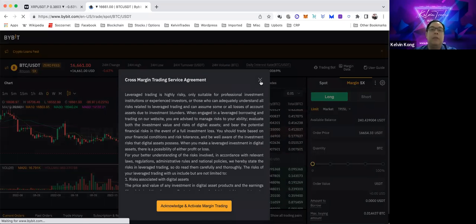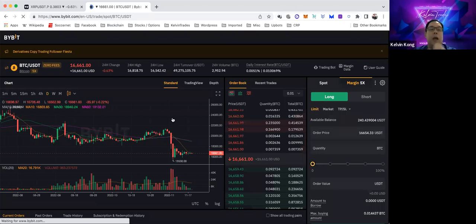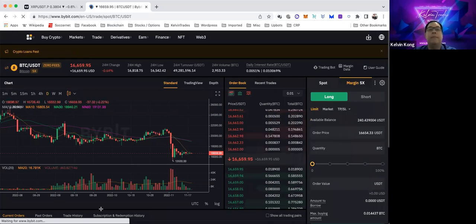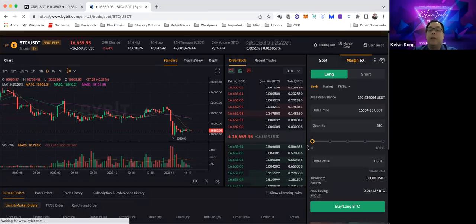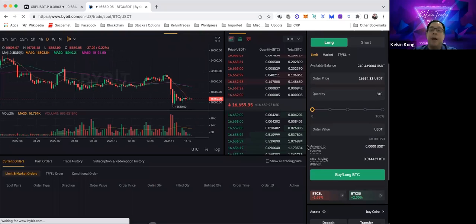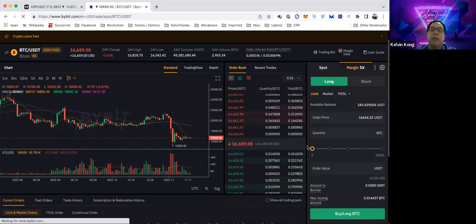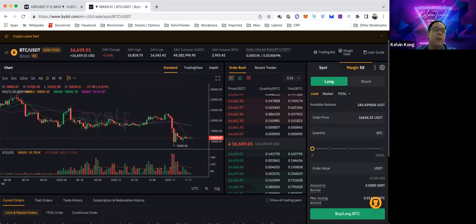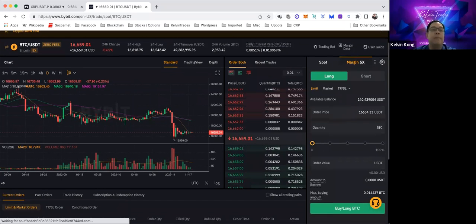Don't touch margin trading. So this is your spot trading user interface. It's very simple. Remember, spot trading is buying the coin to keep, not buying futures. Remember that. So over here you can only buy and sell. We don't do longing and shorting over here.